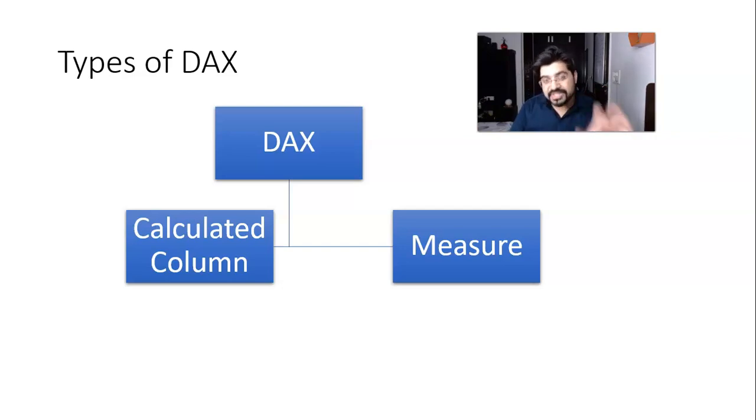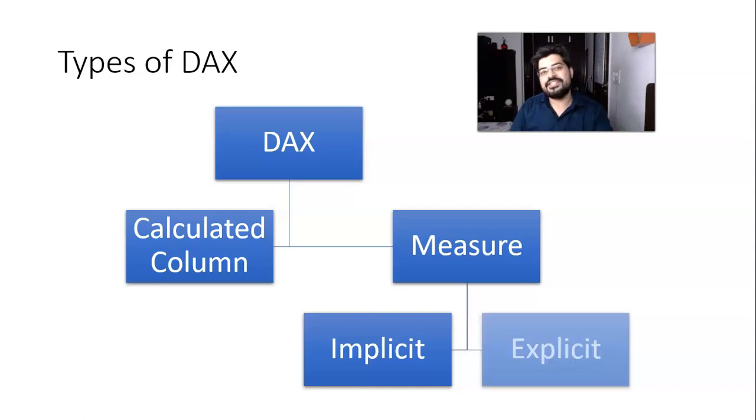Further, measures are of two types. One is implicit and one is explicit measure. Implicit is something which is already a part of the model. Explicit is something that you create by yourself. That is the major difference.